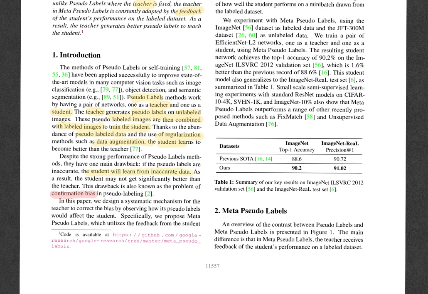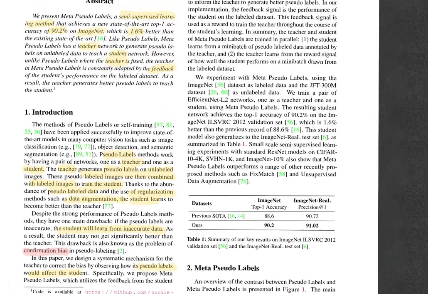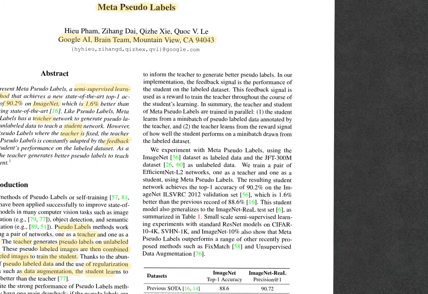In this work, a feedback mechanism has been used in order to let the teacher know how its pseudo-labels are affecting the student network. The feedback signal, which is the performance of the student on the labeled dataset, is going to act as a reward to train the teacher throughout the course of the student's learning. So this learning happens in parallel. The student uses the mini-batch of pseudo-labeled data to learn, and then the teacher learns from the reward signal of how well the student performed on that mini-batch of labeled data.